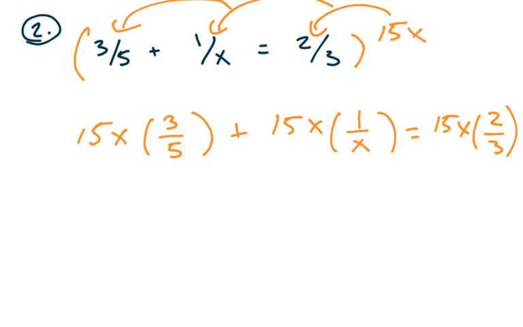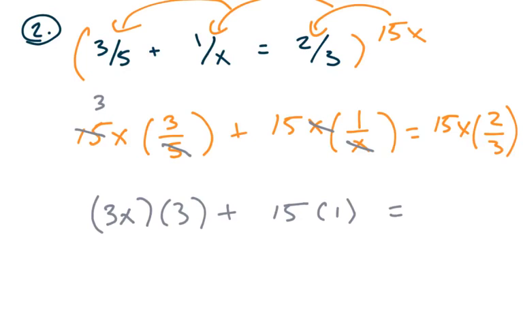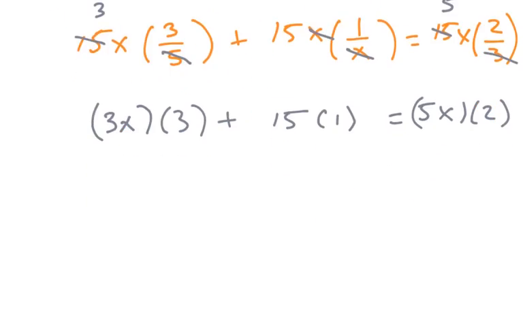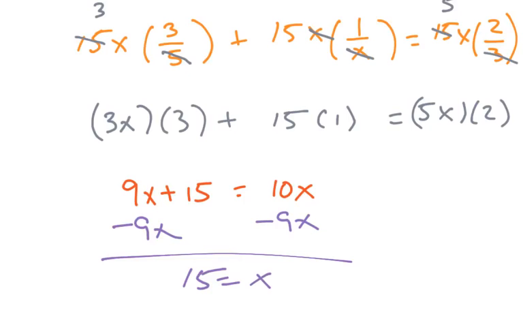Now from here, we can see why we multiplied by 15x. 5 goes into 15 3 times, so I'm left with 3x times 3. Here, the x's will divide out, and I'll be left with 15 times 1, which is 15. I'm going to write it as 15 times 1. The 3's are going to divide out with 15, and I'm going to be left with 5. So I'm left with 5x times 2. Now, the next move is we're going to multiply 3 by 3. We're going to get 9x. Multiply by 15. And here we're going to do 5 times 2 is 10x. Now all we got to do is finish the problem off. Subtract 9x from both sides. 15 is equal to x, and there's my answer.